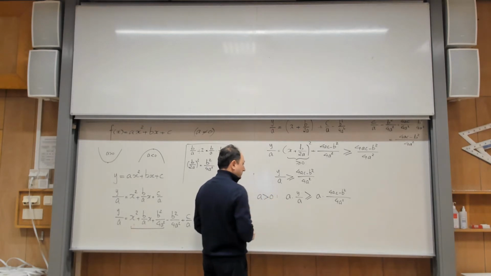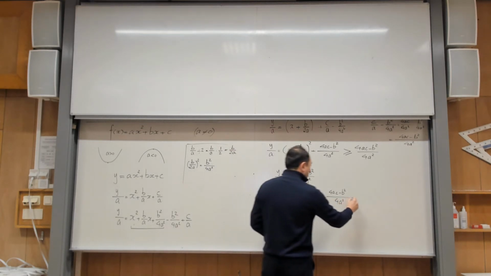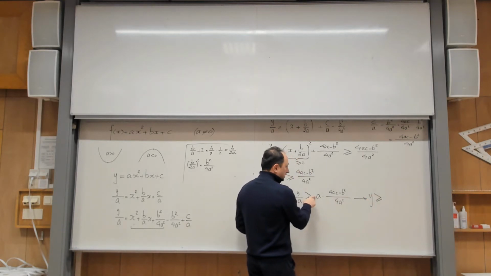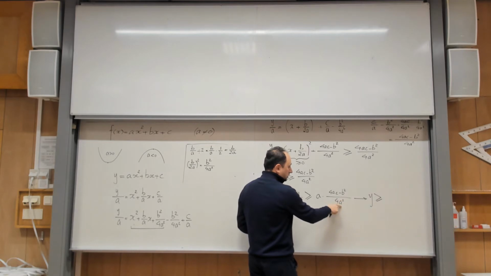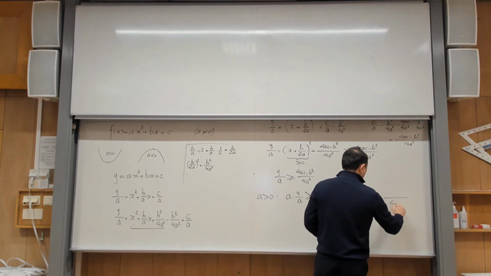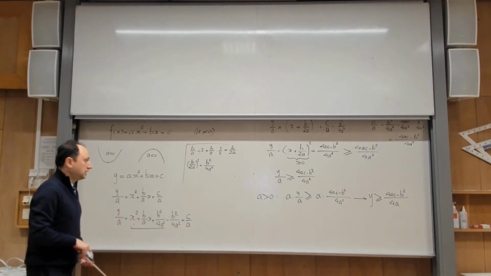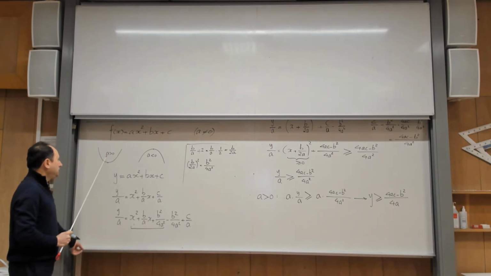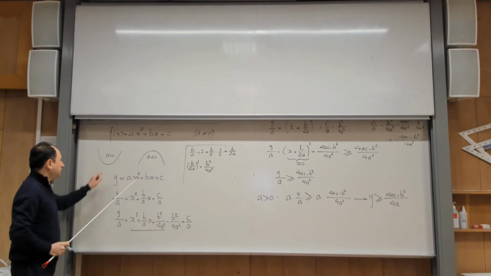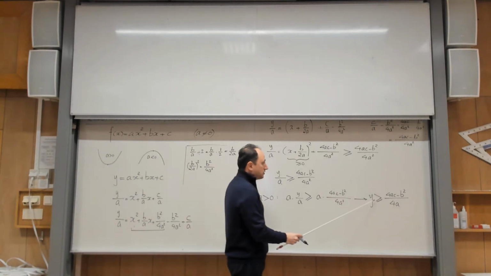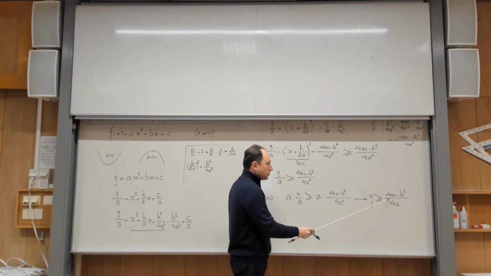If a is positive, this a and that a cancel, so I get y is greater than or equal to. Here I have a times a. One of those a's and one of these a's cancel, so what is left for me is 4ac minus b squared. And now I hope that you agree with me. This is the proof for this. If a is positive, I showed that y is greater than or at least equal to this.